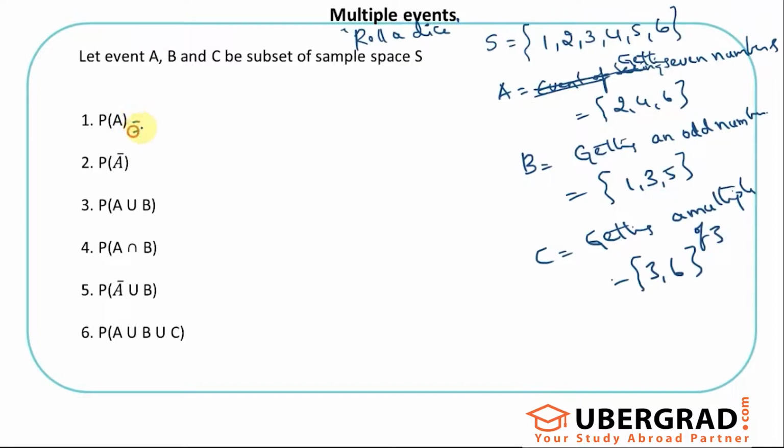So what is the probability of event A happening? As simple as it, there are 3 favorable outcomes. If I roll a die, I can see one of these 6 happening, so 3 by 6, so the answer is 1 by 2. And what is this?